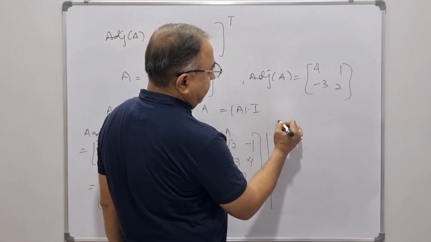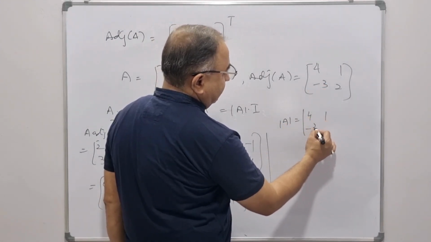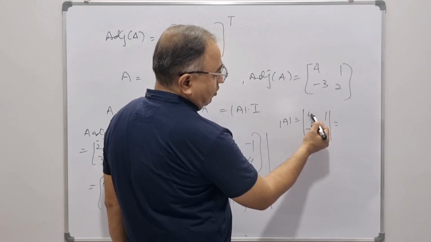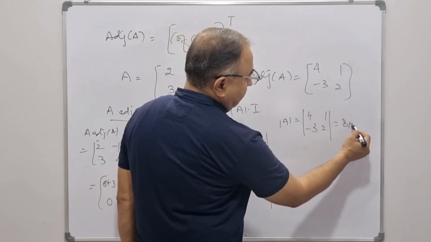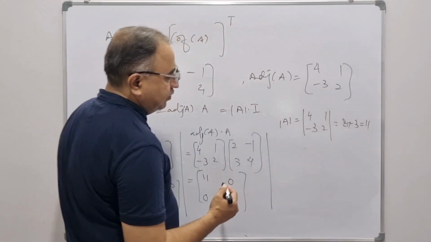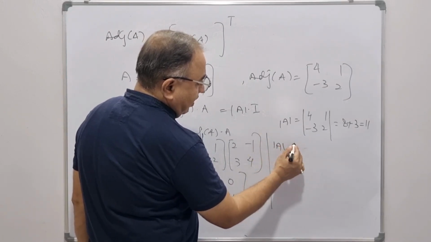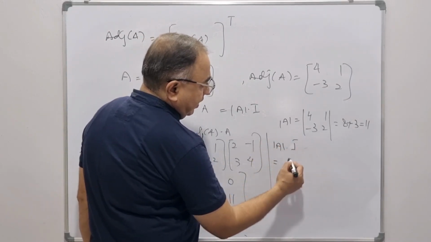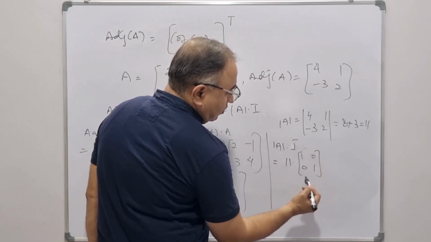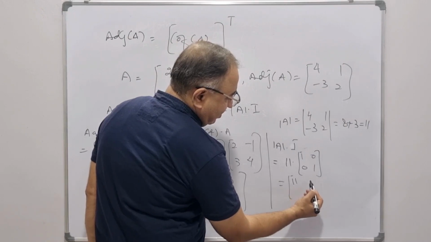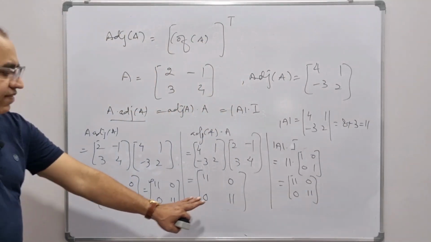Now third one, let's try. What is determinant A for this matrix? Determinant means product of diagonal entries minus product of non-diagonal entries. So it's 8 minus minus 3, plus 3, so 11. Now multiplying determinant A by identity matrix I of the same order. Determinant A value is 11 and I will be identity matrix of the same order, 1, 0, 0, 1. So multiplying each entry by 11, it's 11, 0, 0, 11. See that all these values are the same.